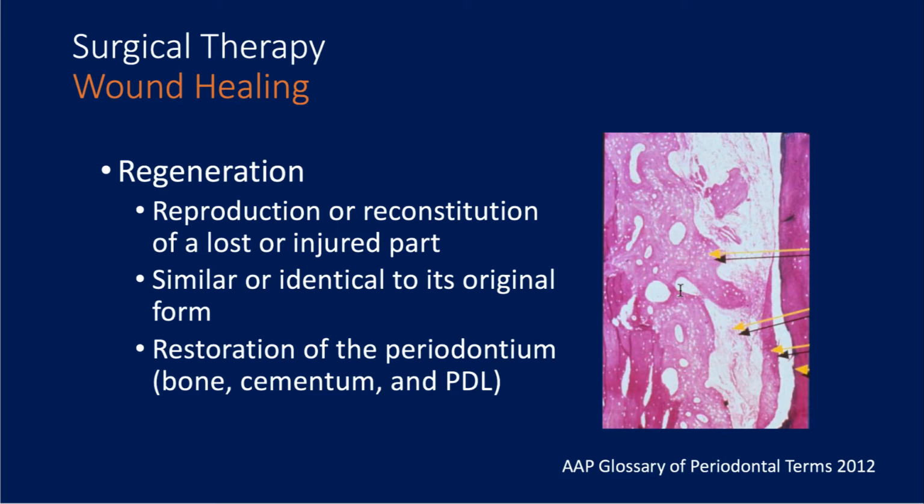Finally is our gold standard in healing, and that's periodontal regeneration. Periodontal regeneration is defined histologically as the regeneration of three key tissues: bone, periodontal ligament, and new cementum. It is the reproduction or reconstitution of a lost or injured part. You may think here that what we're doing is recreating the area similar to its original form. Essentially, we want to restore that periodontium back and, if at all possible, regrow those lost structures.